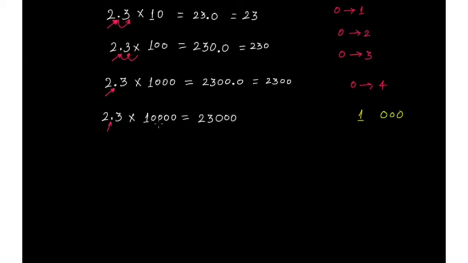So your decimal point was supposed to move after the 4th digit. So 1, 2, 3 and 4, point here, and this is here. It can be written as 23,000 only. Okay, let's take one more.